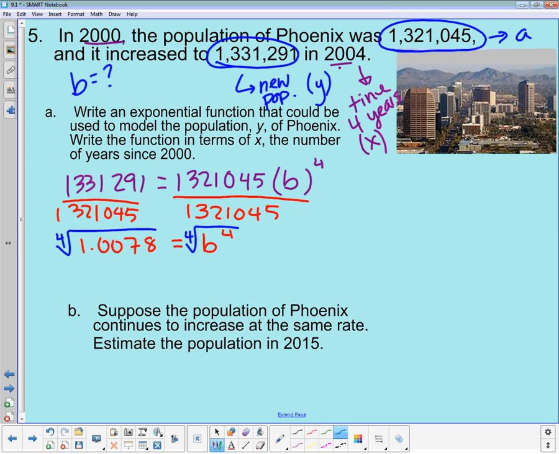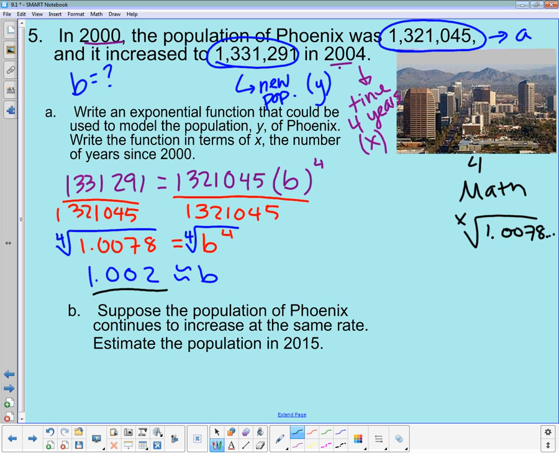Remember in your calculator, that's where we went to that math menu, and then we looked for the thing that looked like this. I had to put the 4 in first, then go to the math menu, put the thing in, put your value in, so on and so forth. I get a B rate here of about 1.002. Okay, so that's my B value. This is my A value, and now I can write my equation.